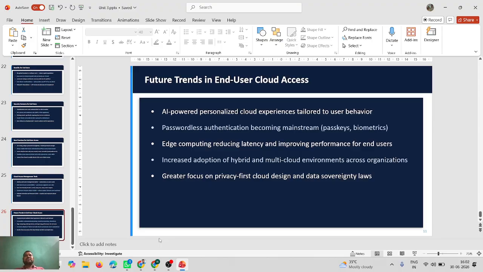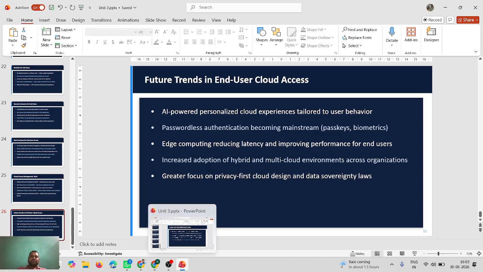And future trends. The future will be using AI to access the cloud services, and without passwords, you can use passkeys, biometrics, or a combination of both, right? Edge computing, explainable AI, deep learning models to access the cloud services, and increased adoption of hybrid and multi-cloud environments across organizations. And the future focus will be on privacy-first cloud design and data sovereignty laws, to protect your data from any loss or theft, right?